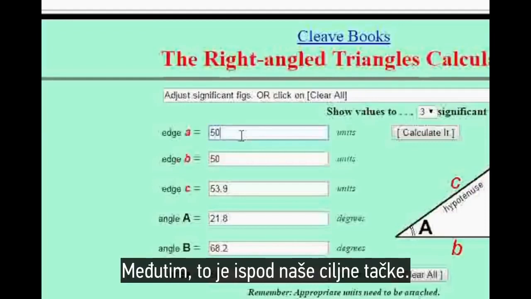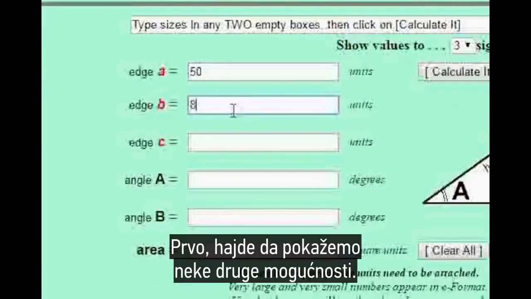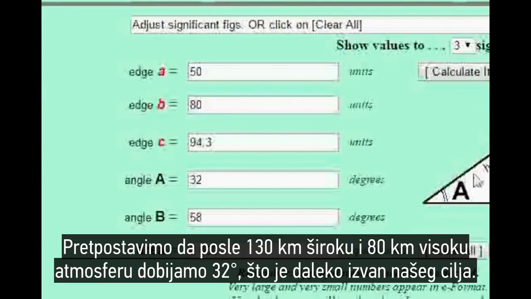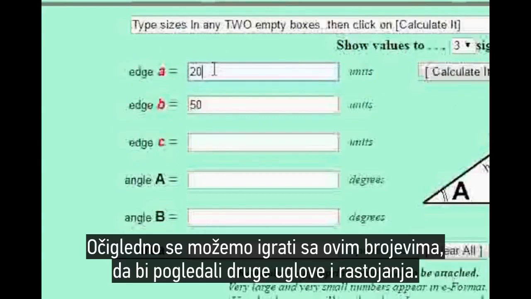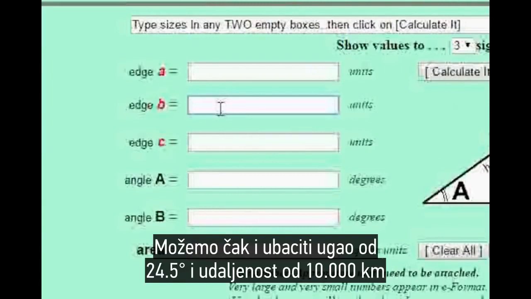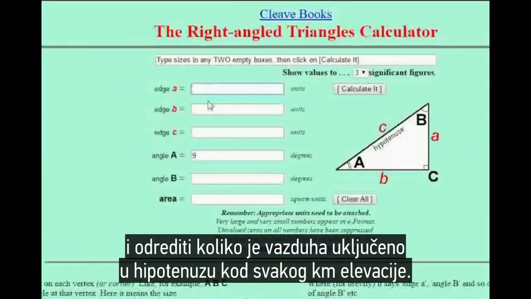However, it's below our target, so why stop there? The atmosphere extends 300 miles upwards at least, according to the internet. First, let's show some other possibilities. If we assume that after 80 miles away and 50 miles high of atmosphere, we get 32 degrees, which is far beyond our target. We can obviously play with these numbers to look at different angles and distances. We can even calculate a 24.5 degree angle to 6,200 miles and determine how much air is included on the hypotenuse with each mile of elevation.